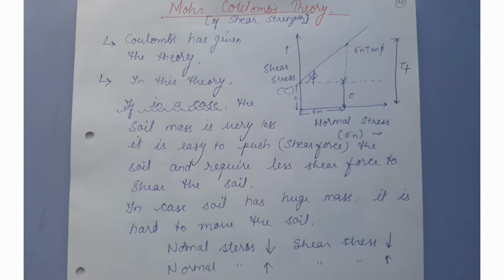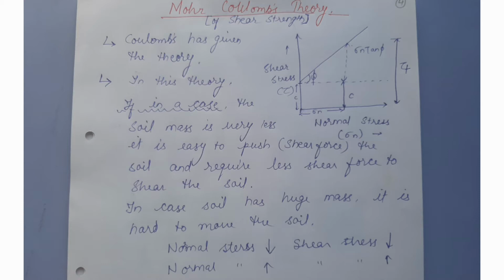Take a very small amount of soil. The soil mass is very small, and it is very easy to push or apply shear force to the soil. Very little shear force is required to shear the soil, which means it is very easy to push the soil from one place to another. As the volume, mass, or weight of the soil is very small, suppose it is 2 kg, it is very easy to push the soil from one place to another.